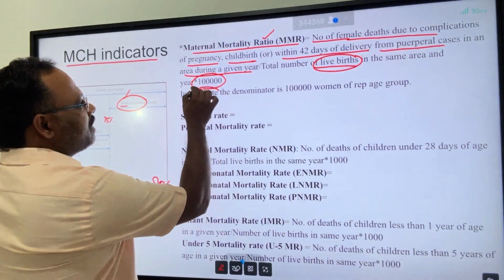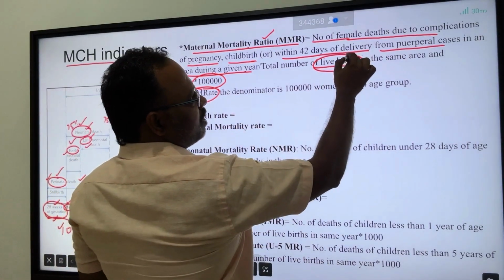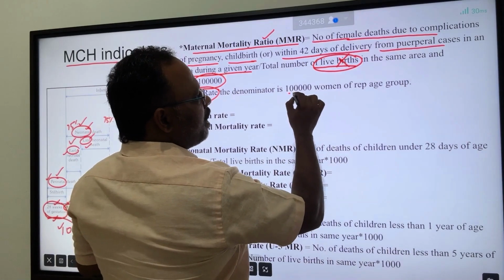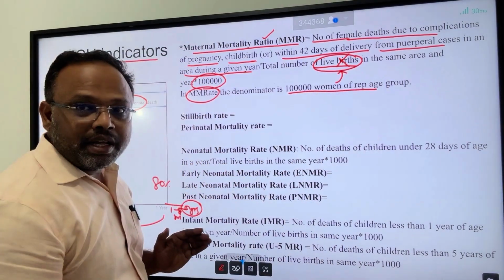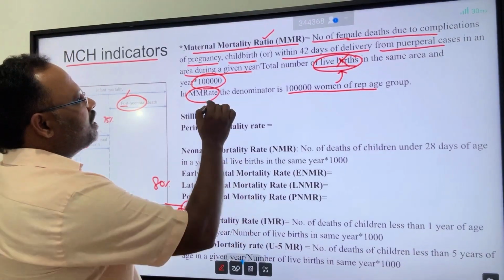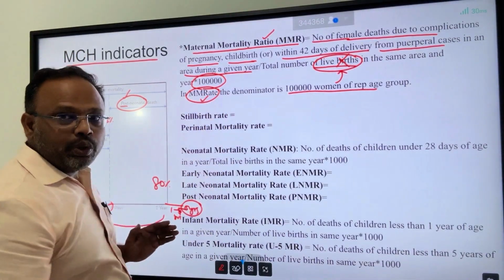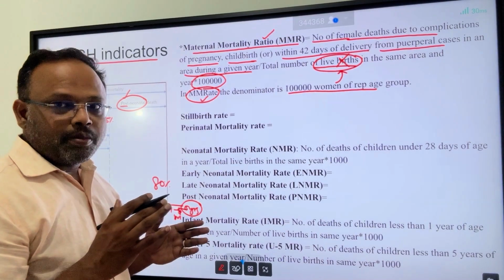We have another indicator called maternal mortality rate, where the denominator is not the live births, but 1 lakh women of reproductive age group replacing the live births in the denominator. So that will be the maternal mortality rate. Two important indicators related to maternal death or maternal mortality.